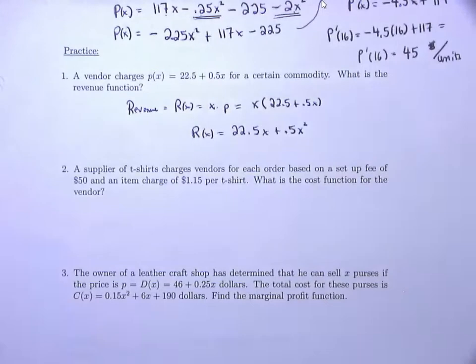And then I can plug in the number they want me to do in that. Look at number 2. It says a supplier of T-shirts charges vendors for each order based upon a set fee of $50 and then an item charge of $1.15 per T-shirt. What is the cost to the vendor?